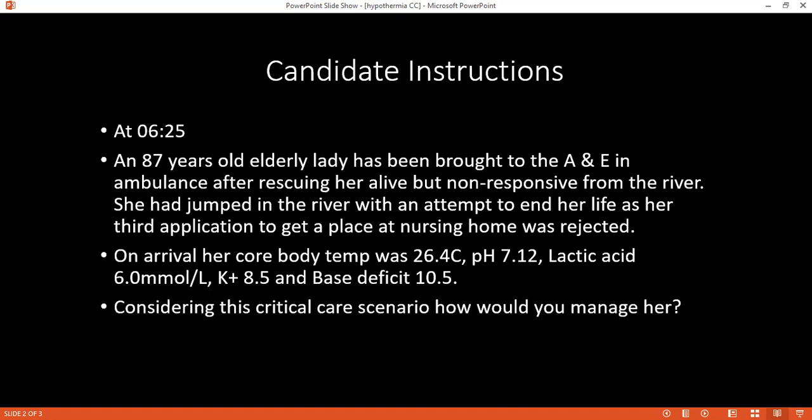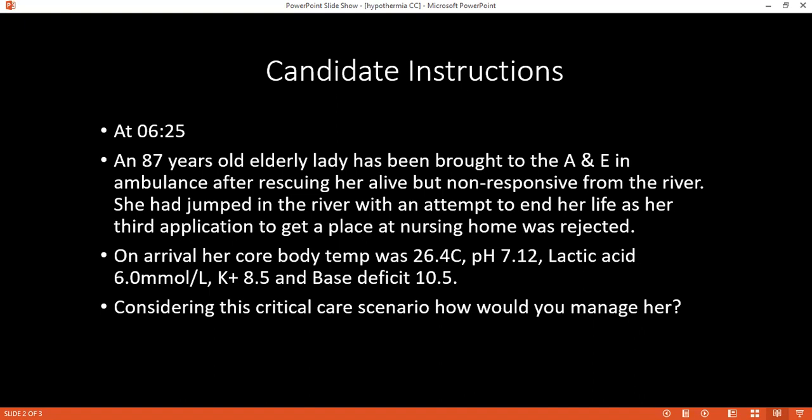Yes, what else would you do? I will keep the temperature of the environment within 21 degrees centigrade, and try to rewarm the patient up to a core temperature of 36 degrees centigrade. How would you measure the core body temperature?